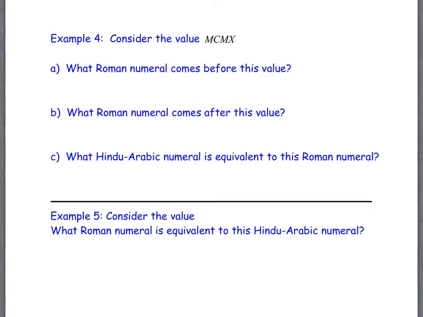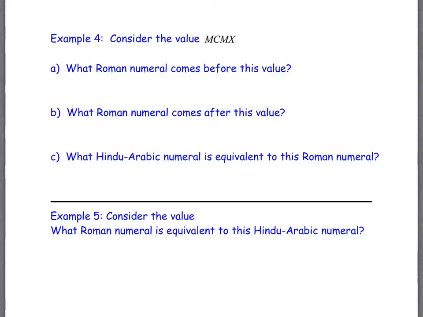Okay. All right, so let's do this number. This number is MCMX. And same kinds of questions that we dealt with last time with the other numeration systems. First, what number is before this value? And then second, what number comes afterwards? So, what numeral comes before MCMX? What would you do? So I'm purposely avoiding part C, which is changing the number, right now.